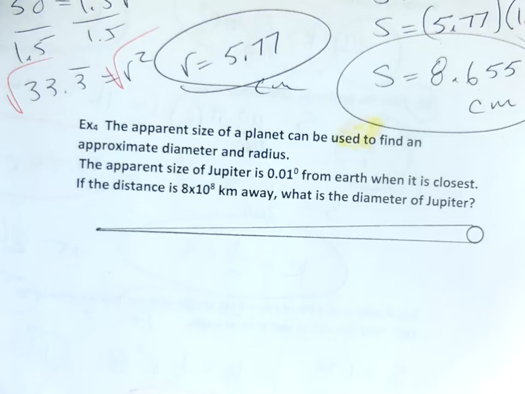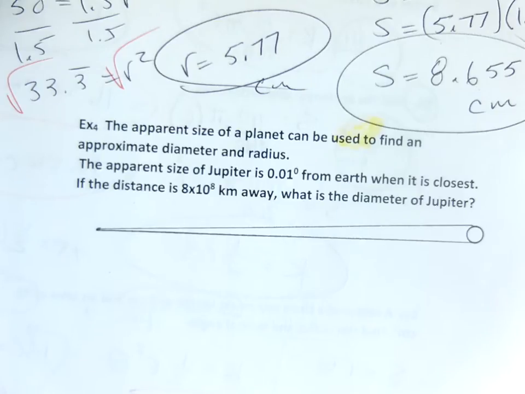So obviously not drawn to scale when it's closest. And yet the distance is 8 times 10 to the 8th kilometers away. What's that? 8 billion? No, not 8 billion, it would be 800 million. 800 million! Oh my goodness, I'm a math teacher, I'm so embarrassed.